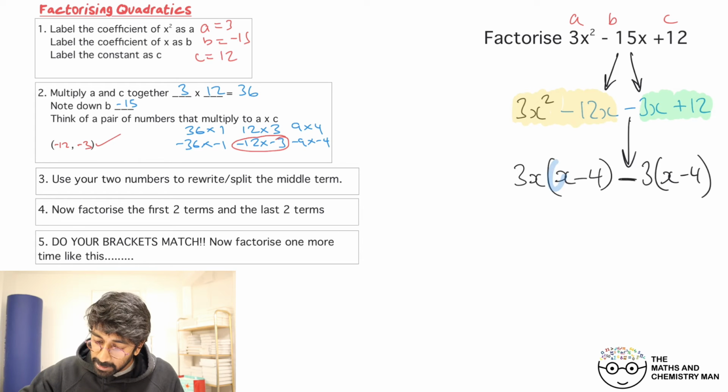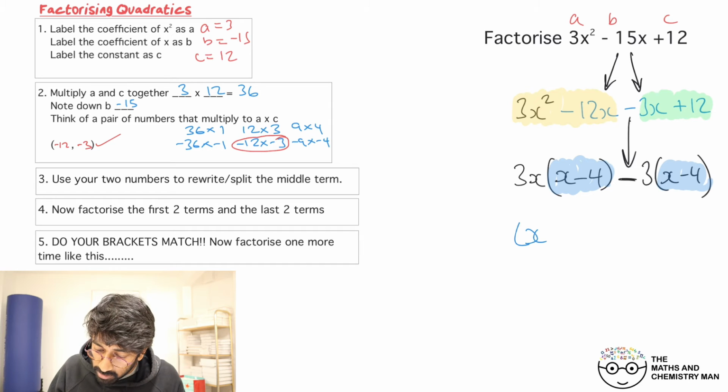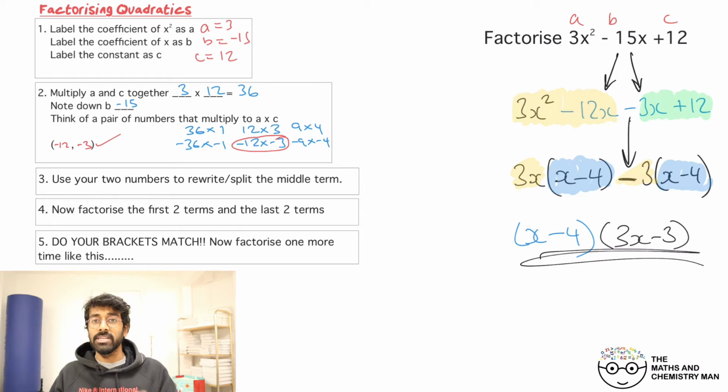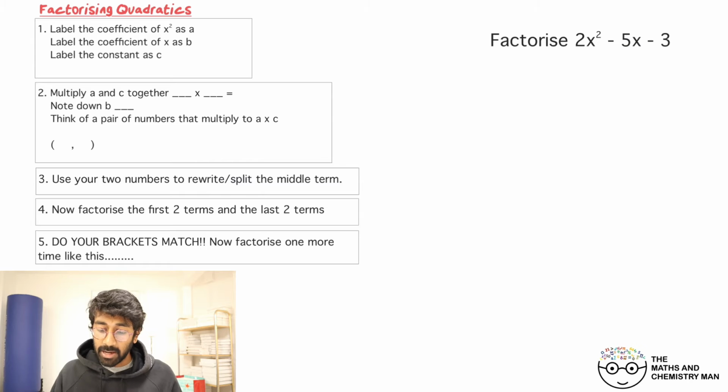Fantastic. So now that this is matching, the bits in your brackets here, they form the first of your bracket. So x minus 4. And then whatever is left over, which is your 3x and your minus 3, that's going to form your second bracket. So 3x take away 3. And there it is, factorized. Now, one more to go.